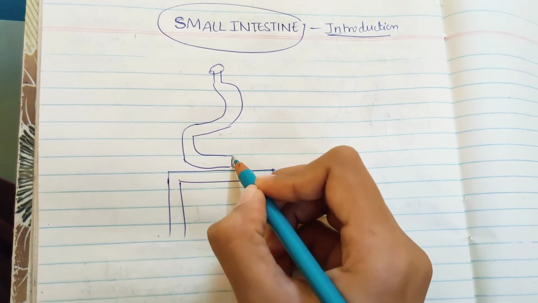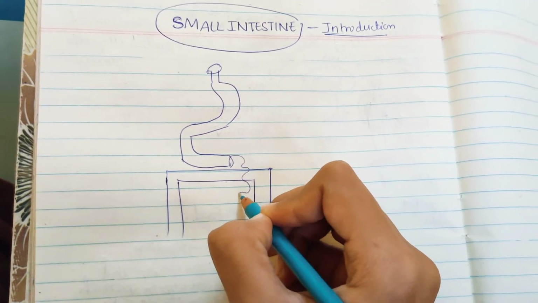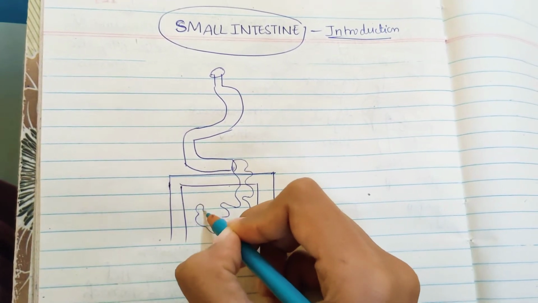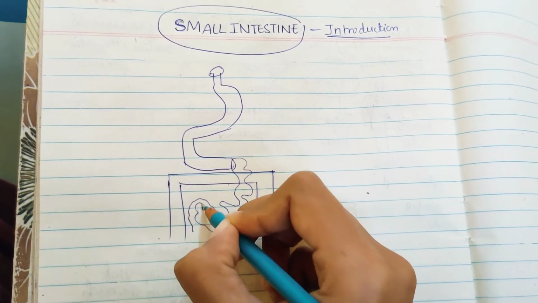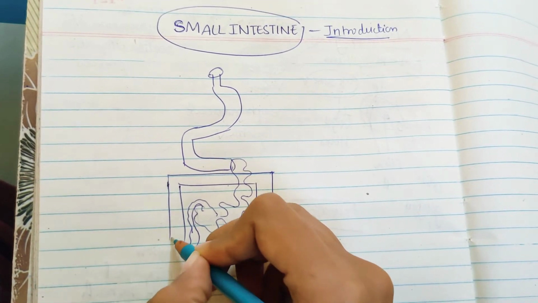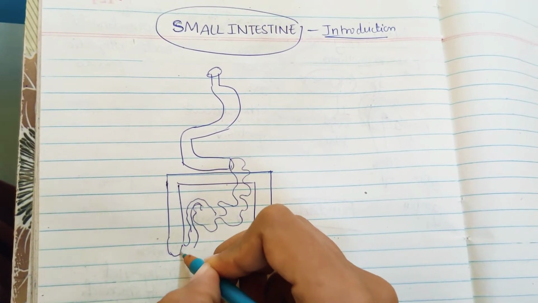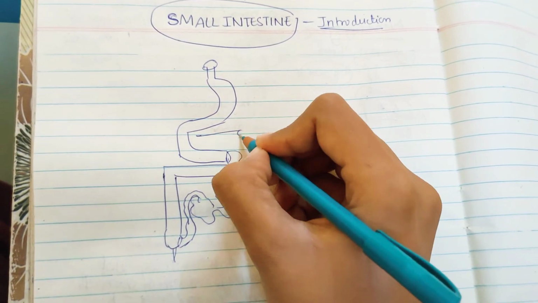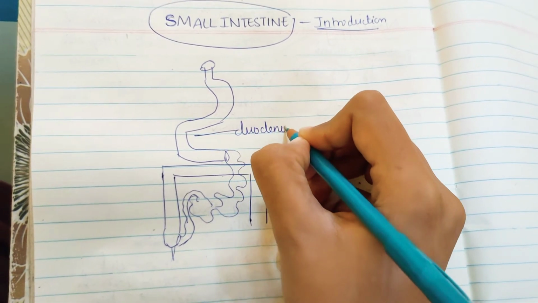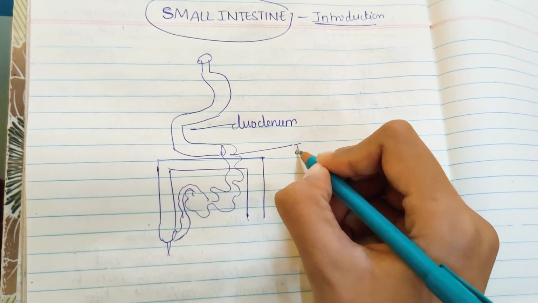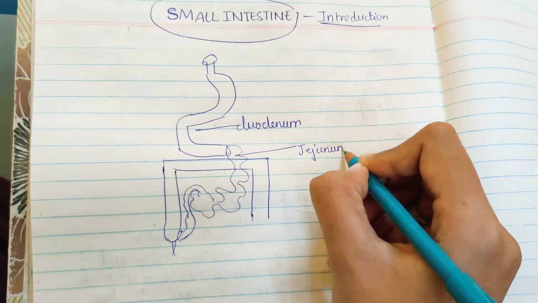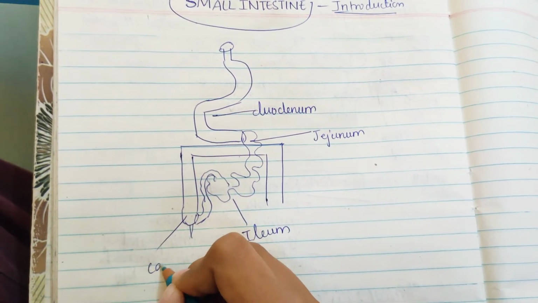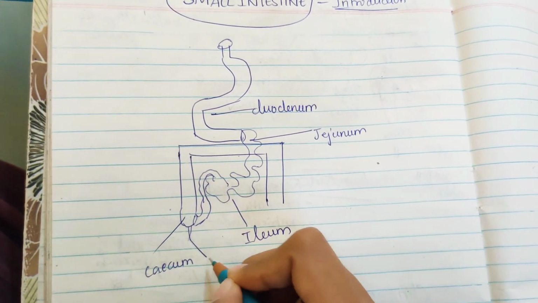From the duodenum starts the jejunum and ileum. And this ileum will attach at the cecum, and here will be the appendix, right? So let us name them. This is duodenum, this is jejunum, this is ileum, this is cecum, this is appendix.